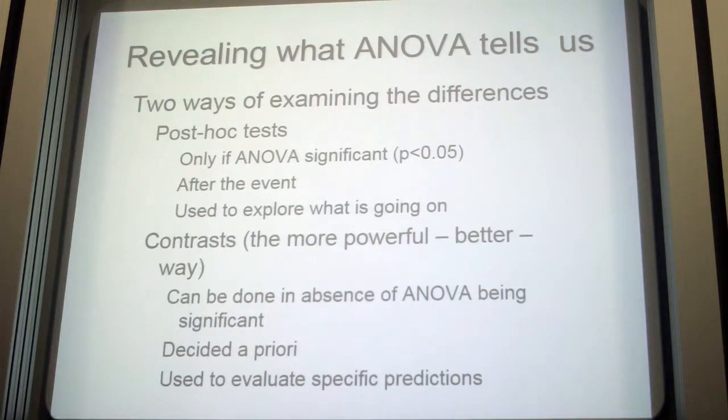Contrasts or planned comparisons are more powerful. They're a better way of doing things. We're more likely to be able to detect the differences that we want. They can be done in the absence of the ANOVA being significant, because we've set them up beforehand. It is generally not such a good idea to do so otherwise. We want the ANOVA to say there is a difference and then look for what the specific differences are. The beauty of planned comparisons or contrasts is that you can use them to evaluate very specific predictions.